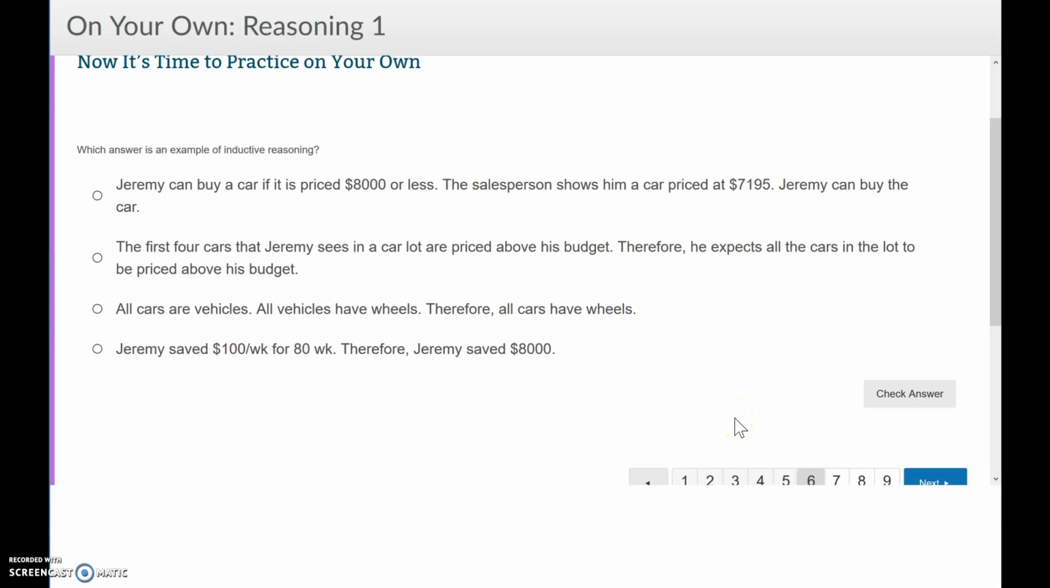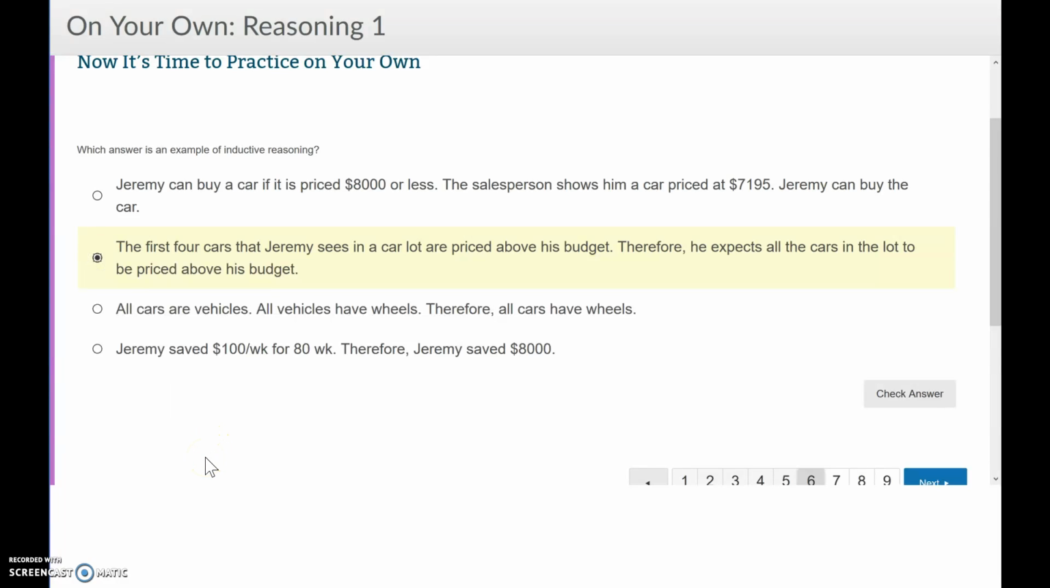Which is an example of inductive reasoning? So remember, this is something that you find from observing. Jeremy can buy a car if it's priced $8,000 or less. The salesperson shows him a $7,195 car. Jeremy can buy the car. That's true, but did we really observe that? The first 4 cars that Jeremy sees in the lot, I like that word sees, are priced above his budget. Therefore, he expects all cars in the lot to be above his budget. So he's looking at those things. I feel like that one's it.